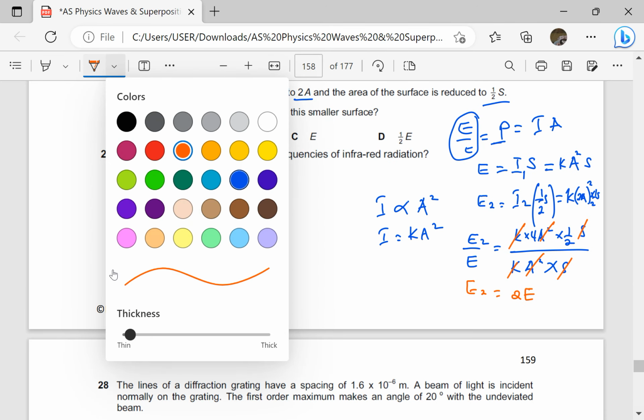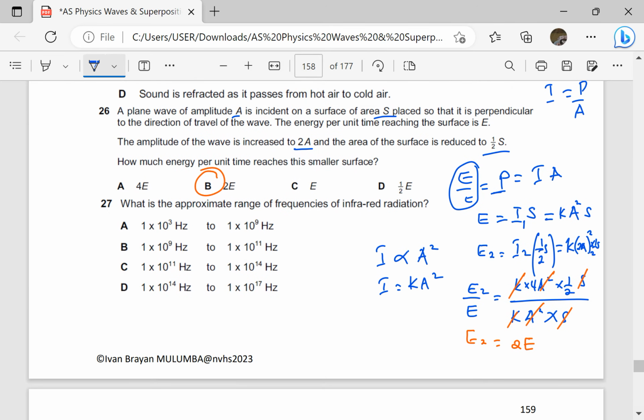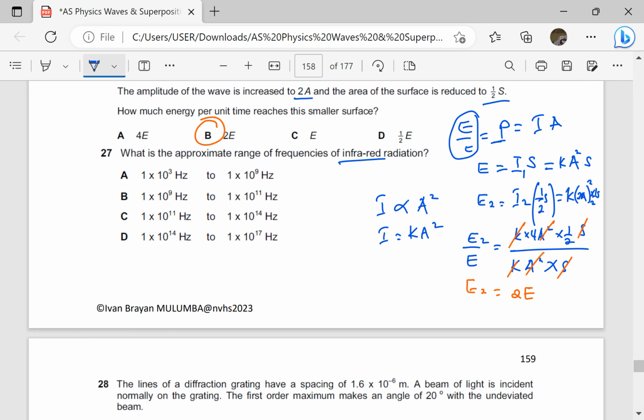So what is the approximate range of frequencies of infrared radiation? It is hard to see the frequency directly, but it's easier to see the wavelength. Infrared is here in the spectrum, and we can predict its wavelength is around 10 power negative 5 in meters.